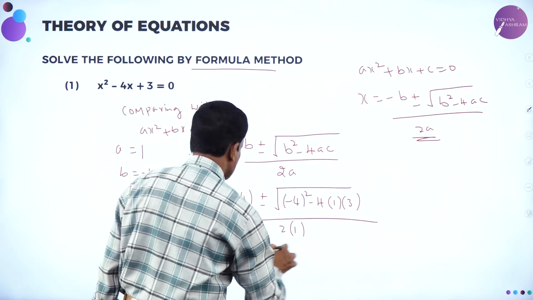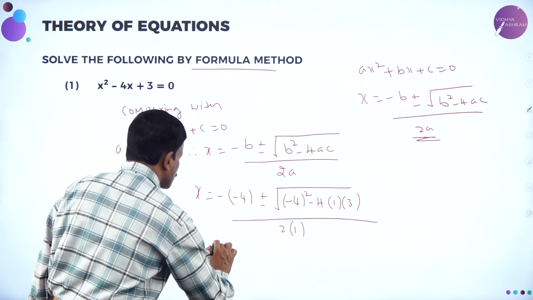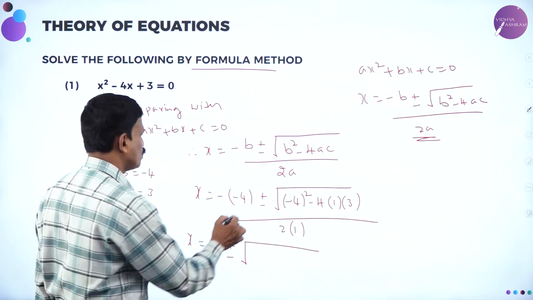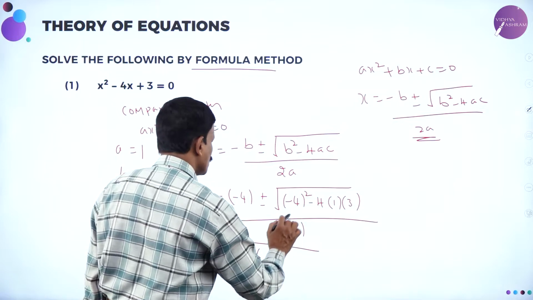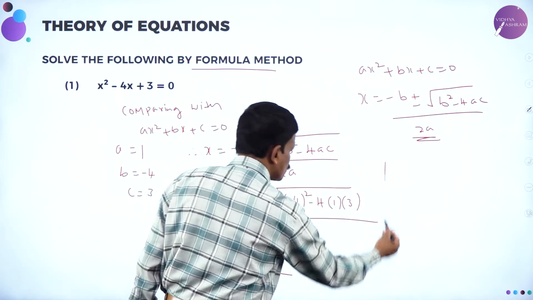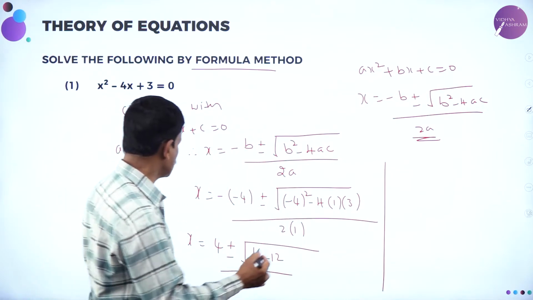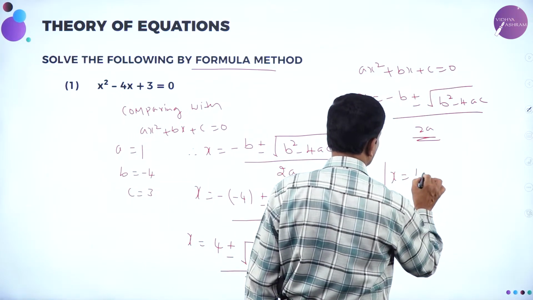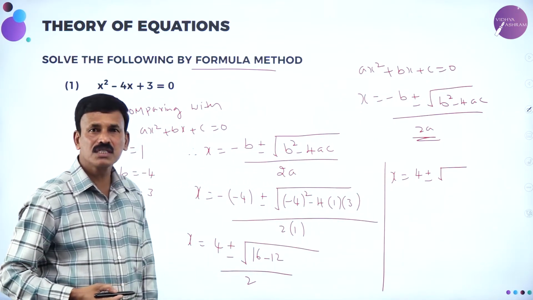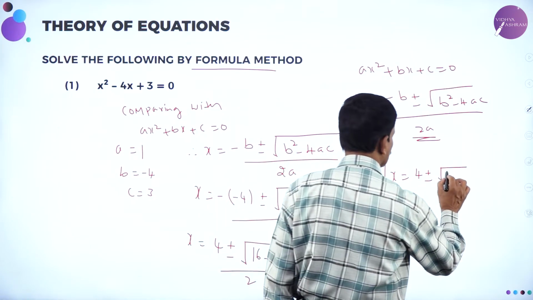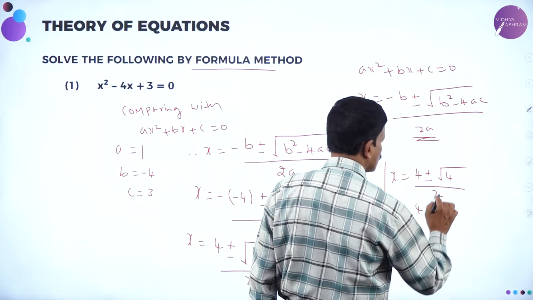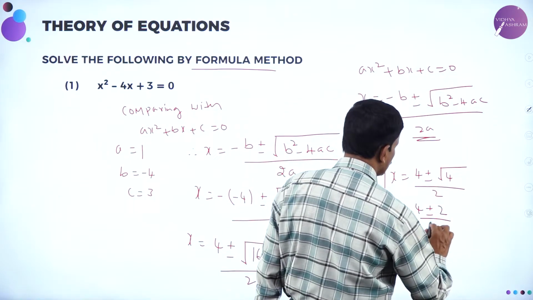What is a? a is 1. So x is equal to minus of minus 4, plus or minus root of b square, 4 square is 16, minus 4 3s are 12, divided by 2 1s are 2. So this can also be written as x is equal to 4 plus or minus root of, what is 16 minus 12? 16 minus 12 is 4, divided by 2. So x is equal to 4 plus or minus square root of 4 is 2, divided by 2.